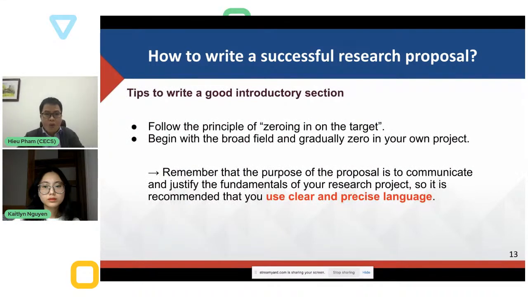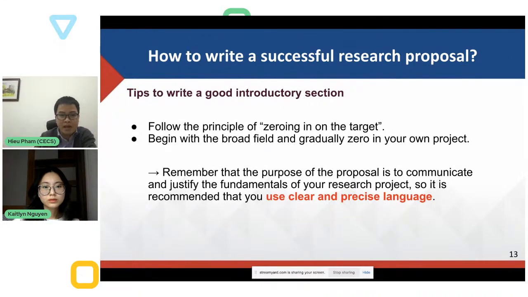So, how can we write a good introduction section? Based on my experience, I want to share with you. Normally, I follow the principle of zeroing in on the target, meaning you begin with the whole field, but then you go down and narrow it to your project. So we start with a very general picture, but we need to go into detail on our project.